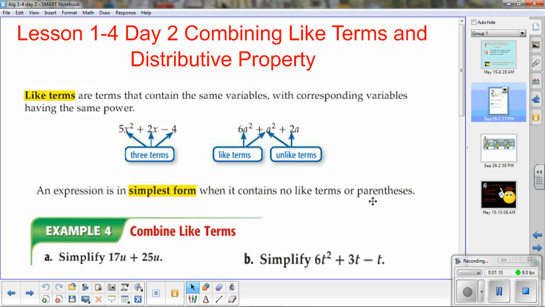Now, I sometimes like to think of terms as having first names and last names, the number part being the first name and the variable part being the last name. And if the last name is the same, then they're from the same family, or they're like terms. If it's just a plain old number, there's no last name, those would be put together with others just like it.